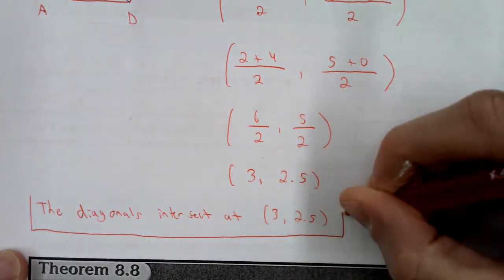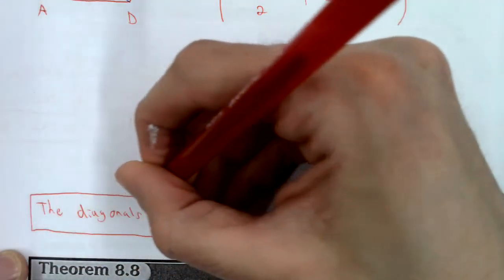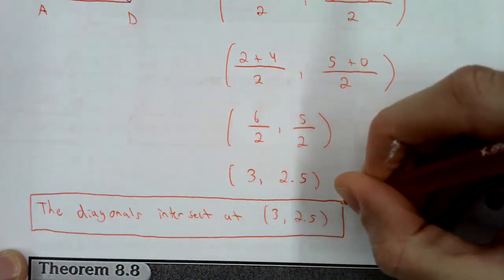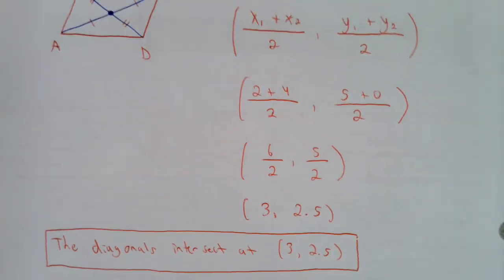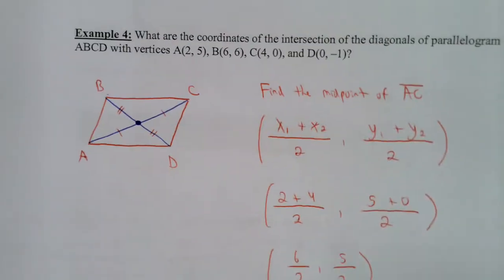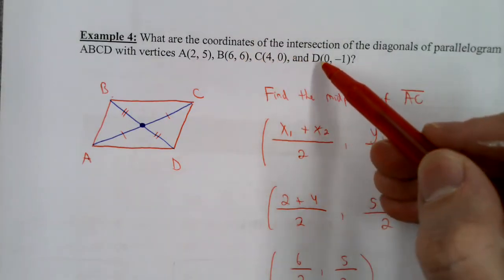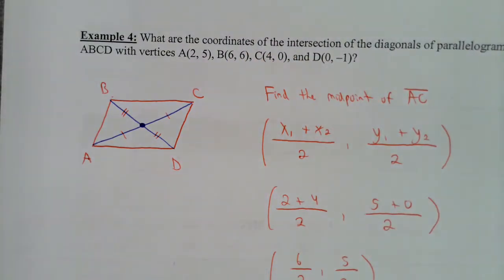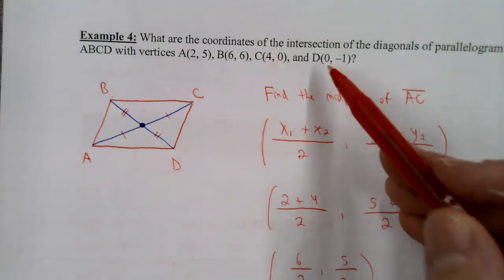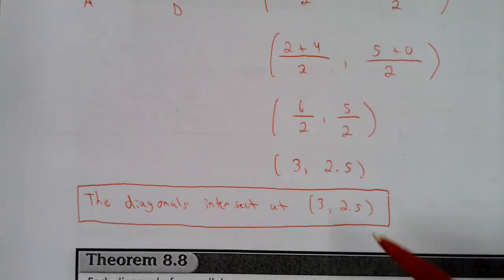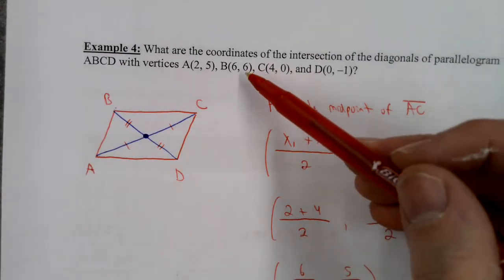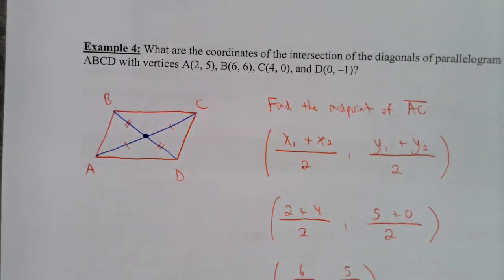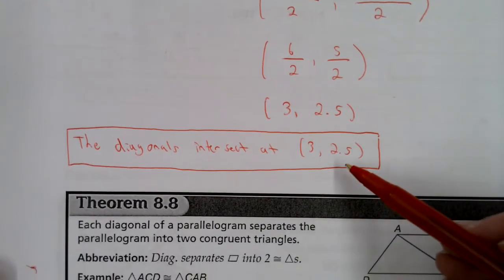Let's just double check our answer. Let's see if we get the same answer when we do the midpoint of BD. We should, right? BD. 6 plus 0 is 6, divided by 2 equals 3. Perfect. 6 plus -1 is 5, divided by 2 equals 2.5. Perfect.